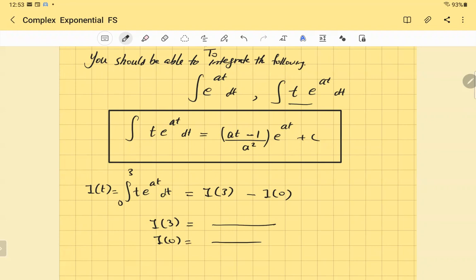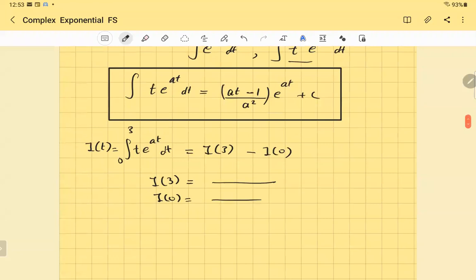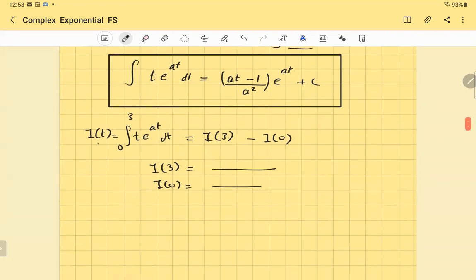I of 3 means the value of integration when t equals 3. I of 0 is the value of integration when t equals 0, and then I subtract, I get I of t. That's right. Okay, so we'll agree about this notation together.